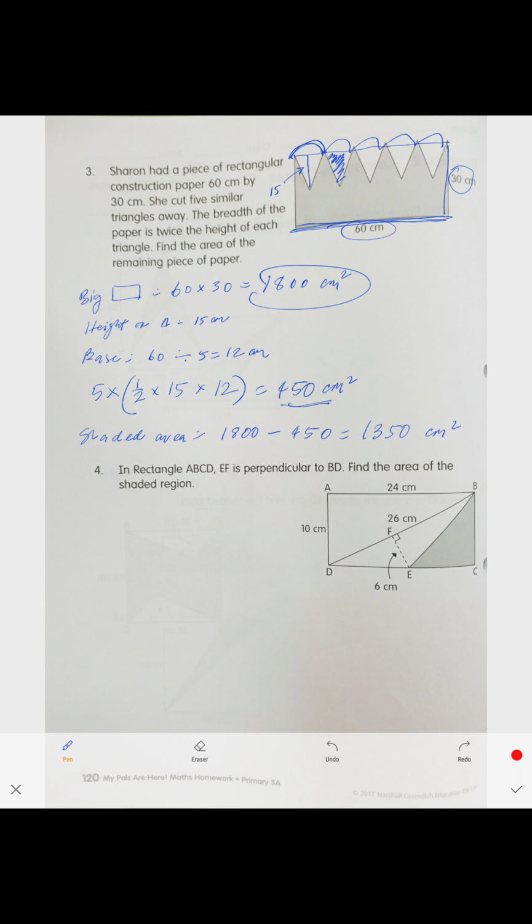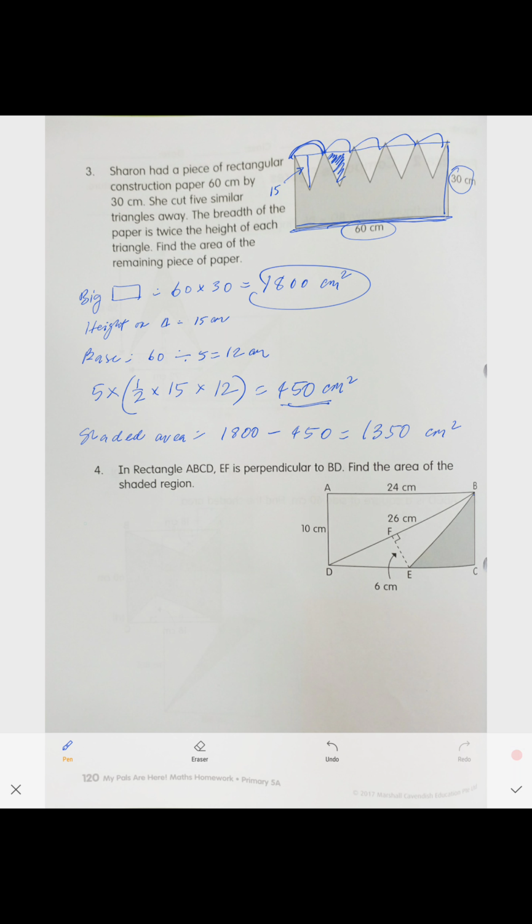Now, next problem. In rectangle ABCD, right, this rectangle, EF is perpendicular to BD, right? So this is perpendicular to this one. We can see this is the symbol of the right angle. Find the area of the shaded region, right? So what do we see here? We see here first, we can find this big triangle, which is half of the rectangle, and we know the rectangle sides, right? And then shaded area will be this big triangle minus this small white triangle. That's it. This is what we do.